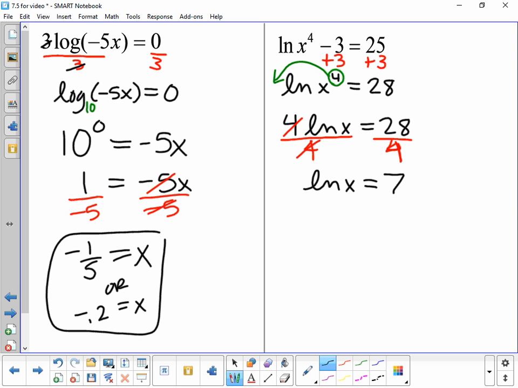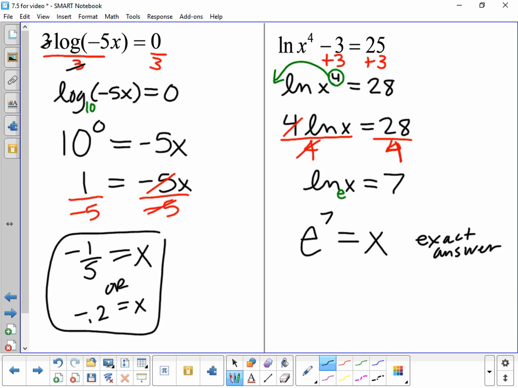We've got the equation simplified to the point where we could rewrite it. And again, sometimes people get stuck here because the base is not physically present. But we know a natural log, ln, is base e. So if we rewrite this, it would be e to the 7th power is equal to x. e to the 7th power is just a number. If we wanted an exact answer, that would be the exact answer.